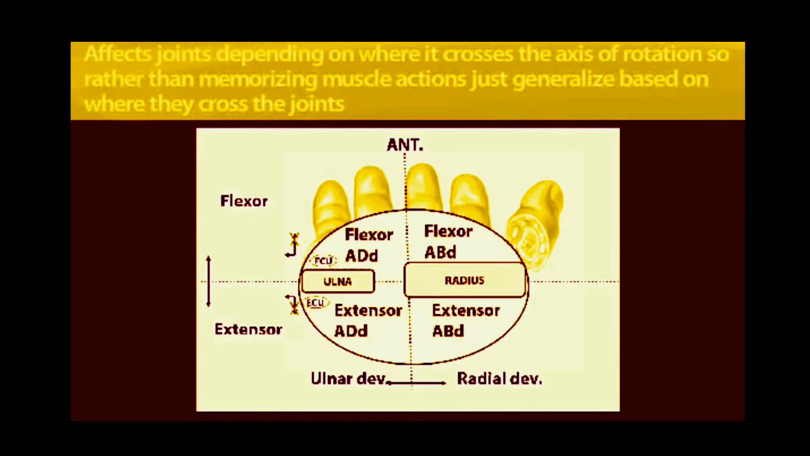If we divide the wrist into two halves with a flexor and extensor surface, we're going to have flexors on the anterior half and extensors on the posterior half. If we divide it again into a medial and lateral half, we have radial deviation and ulnar deviation, also known as ulnar deviation being adduction, radial deviation being abduction.